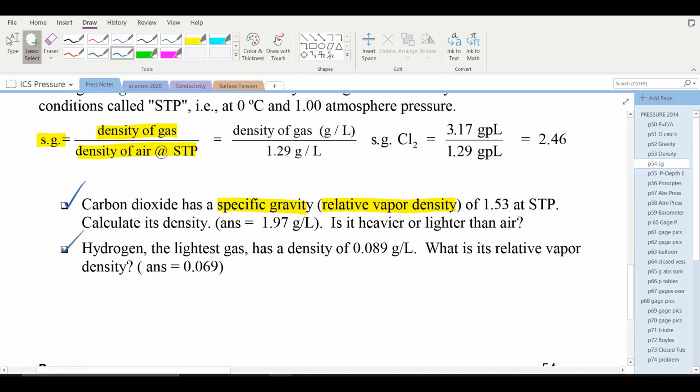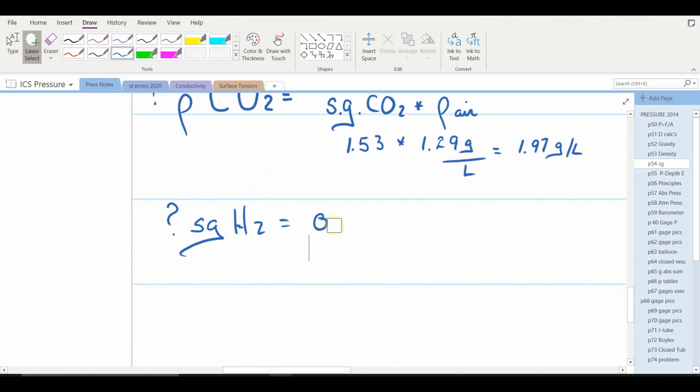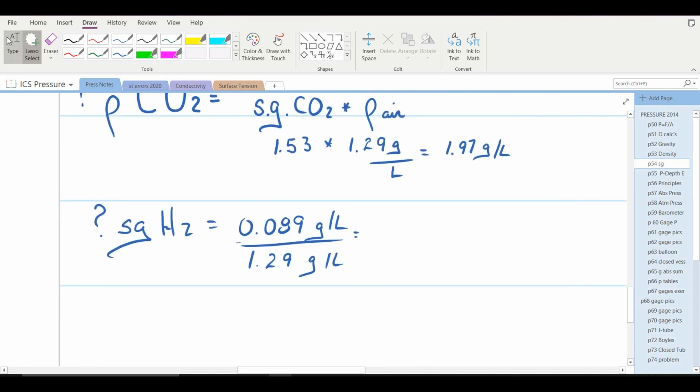Hydrogen, the lightest gas, has a density of 0.089 grams per liter. What's its relative vapor density? In other words, what's its specific gravity? We'll just take a ratio of the densities. So the specific gravity of hydrogen will be its density, 0.089 grams per liter, divided by the density of air, 1.29 grams per liter. Units cancel, and that comes out to be 0.069.